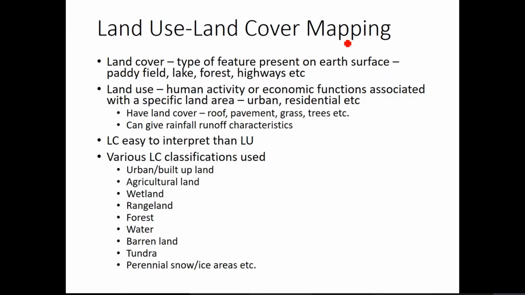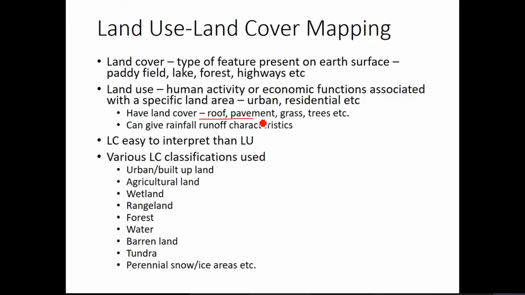It will have land cover. So generally you call this term land use land cover mapping. This can also give you rainfall runoff characteristics, right? Because based on the land cover, your rainfall runoff coefficients estimated can also vary, isn't it? Depending upon the surface, depending upon the land cover, isn't it?